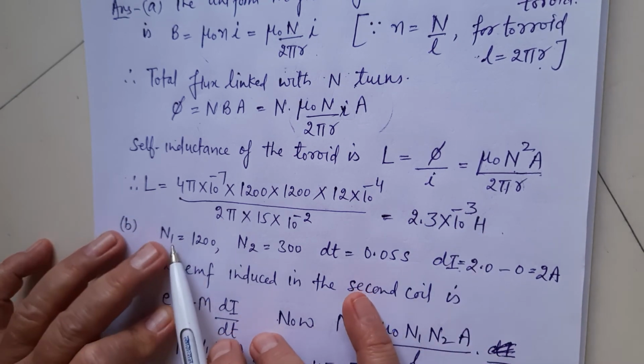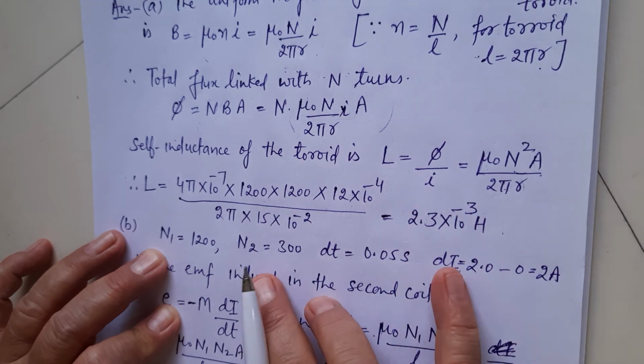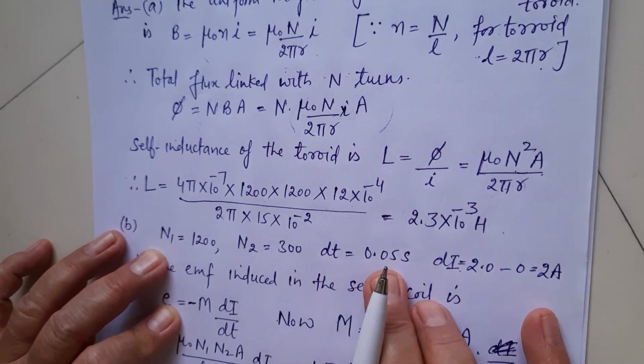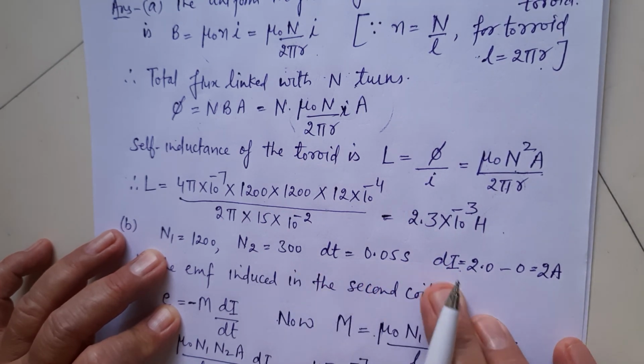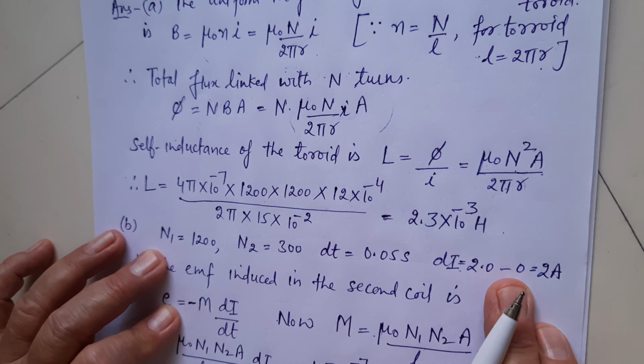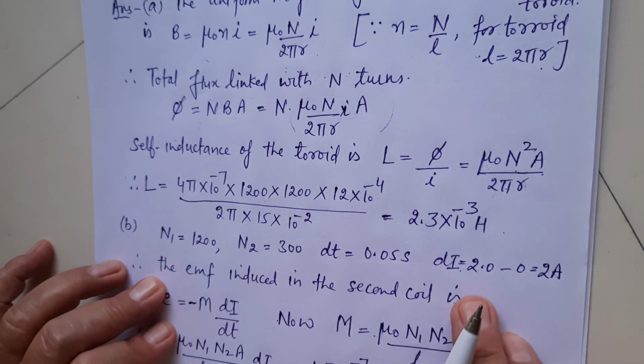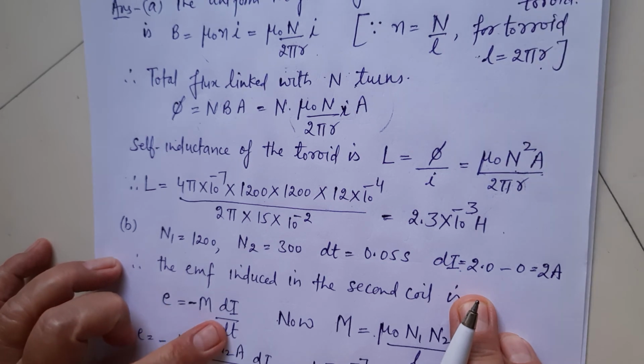Part B. Now N1 is 1200 because this is the primary, over which the secondary is there. N2 is 300. dt is 0.05 second. di is increased from 0 to 2, so final is 2, initial is 0. So the increase is 2 A. The EMF induced in the second coil is E is equal to M di by dt.